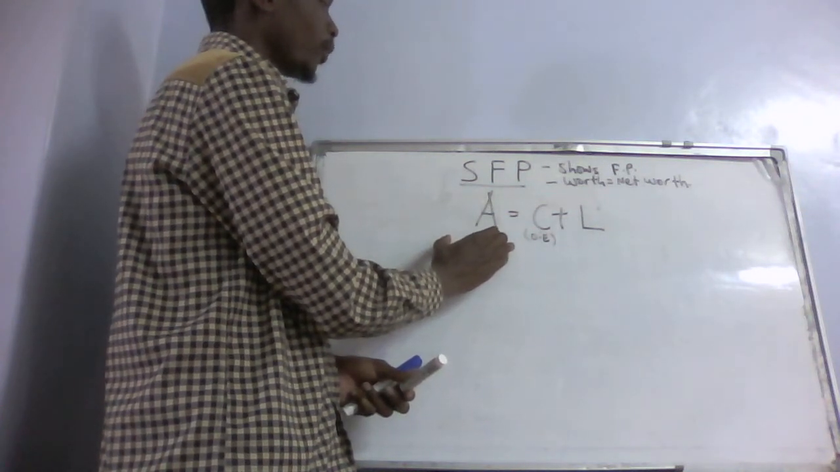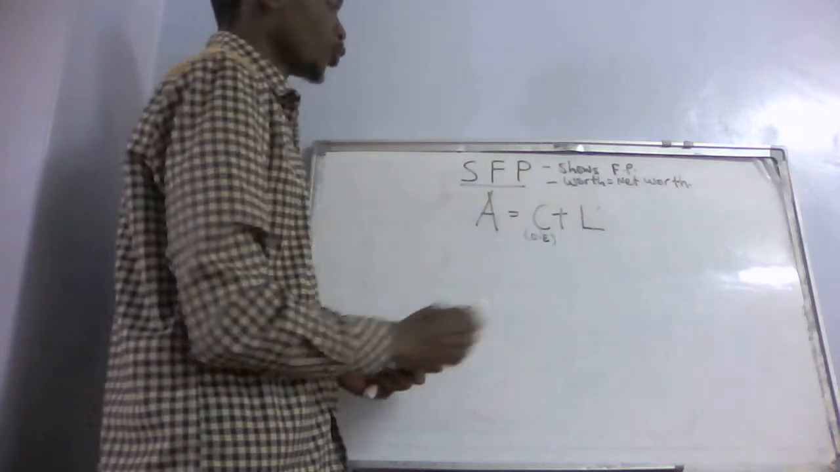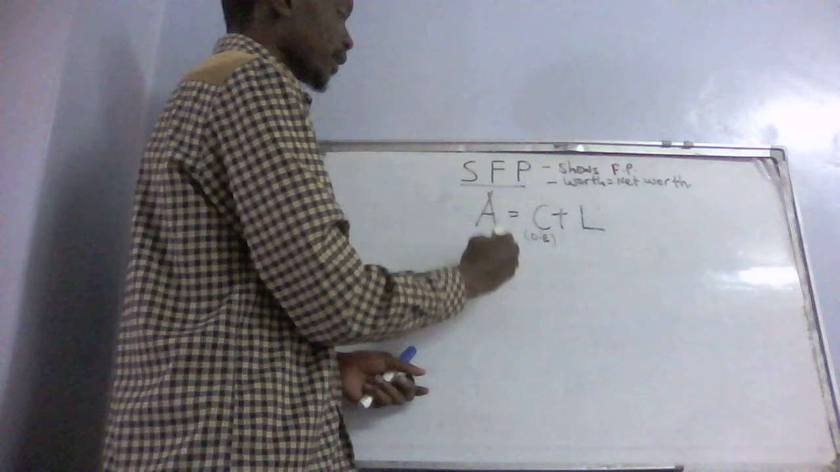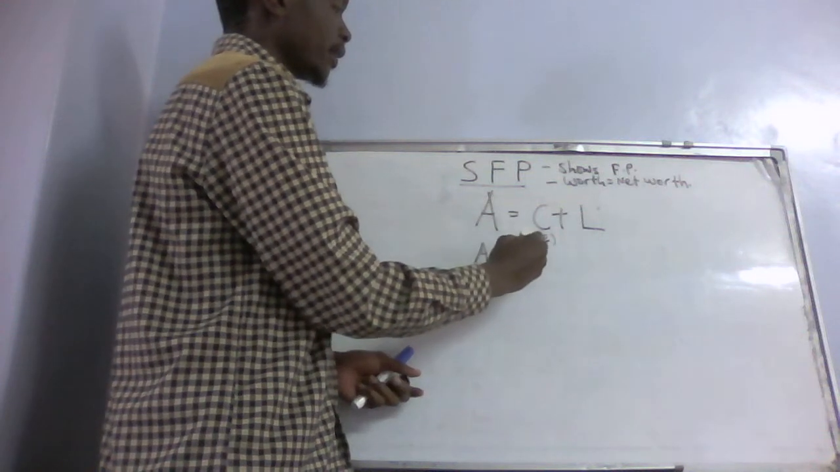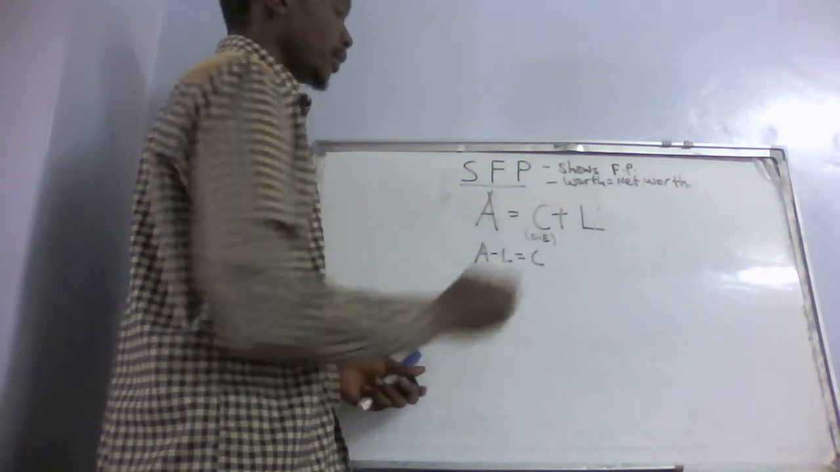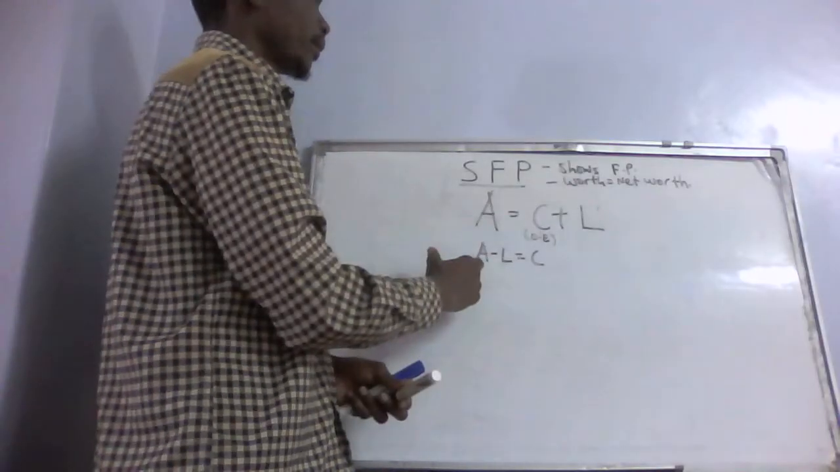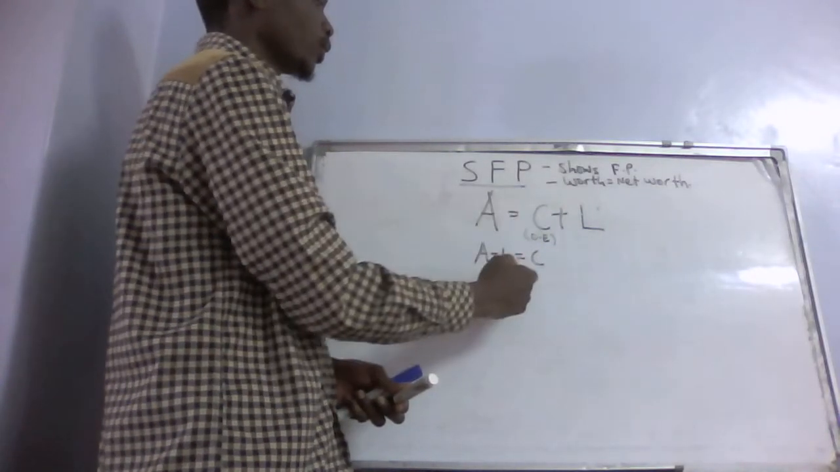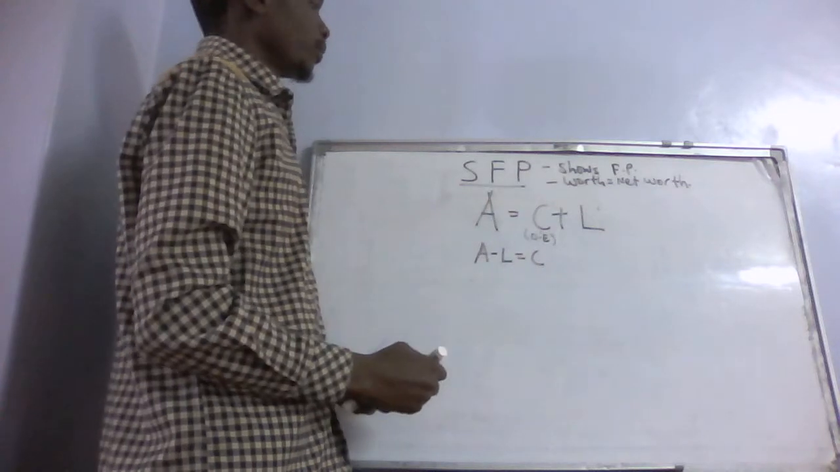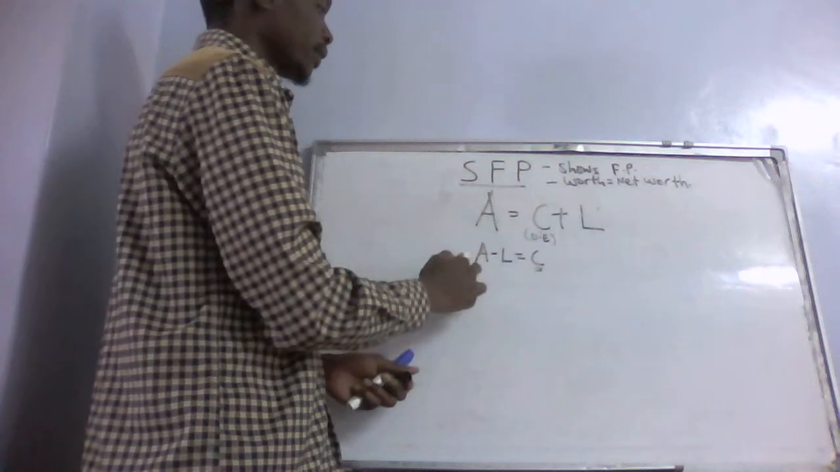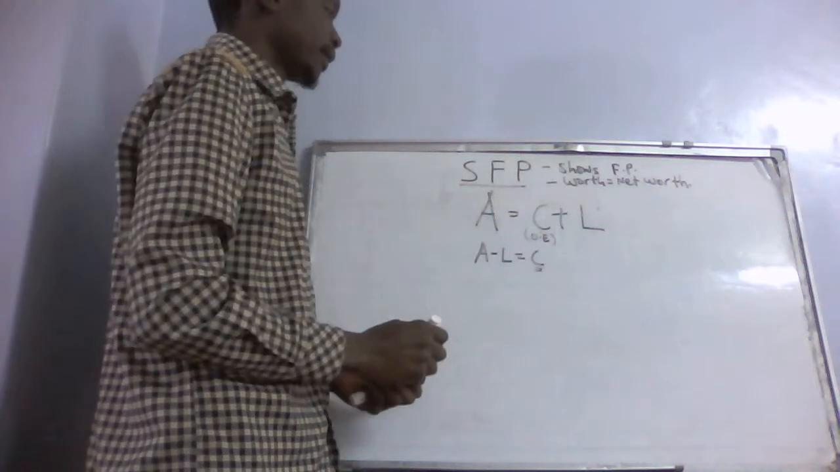So when you list those claims, it could be something like this: asset minus liability is equal to capital. I think that is algebra. So asset minus liability is equal to capital. Which means if you want to know our net worth, we take our asset, we less our liability.